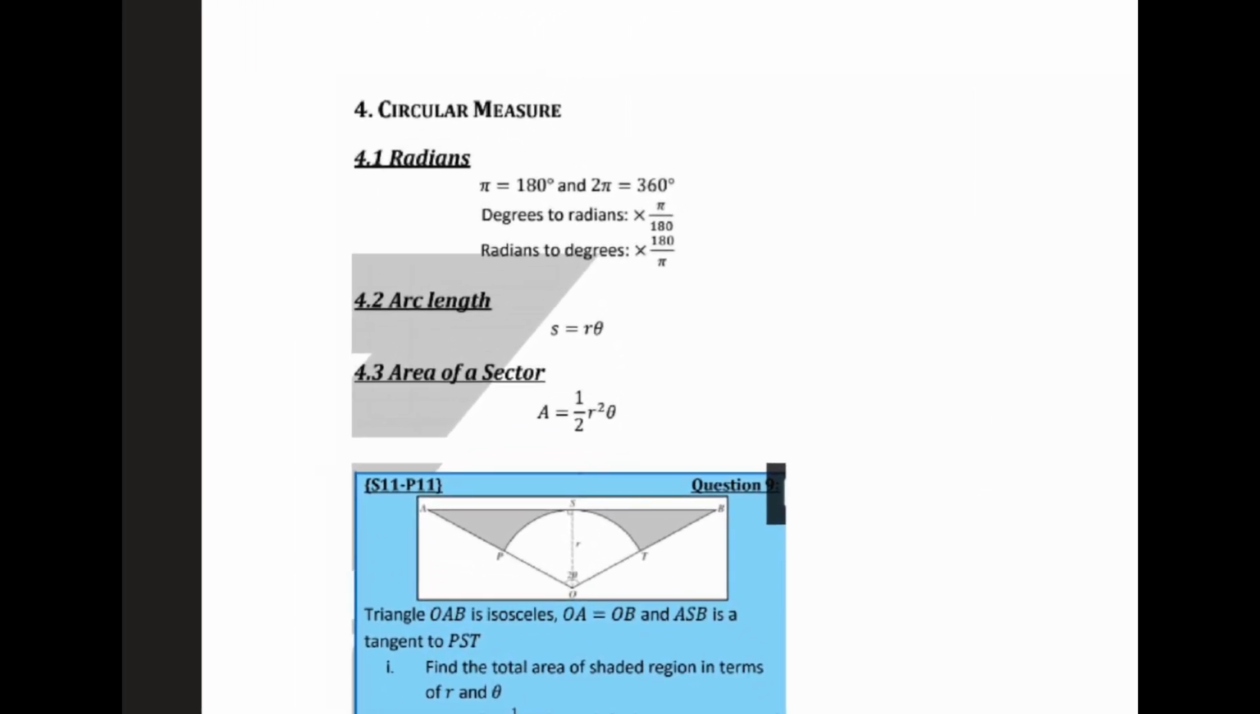So circular measure. What we are going to learn here is first radians. So we have to know that radians, the pi, pi is 3.142. So the pi is equal to 180 degree. So 2 pi is equal to 360 degree.